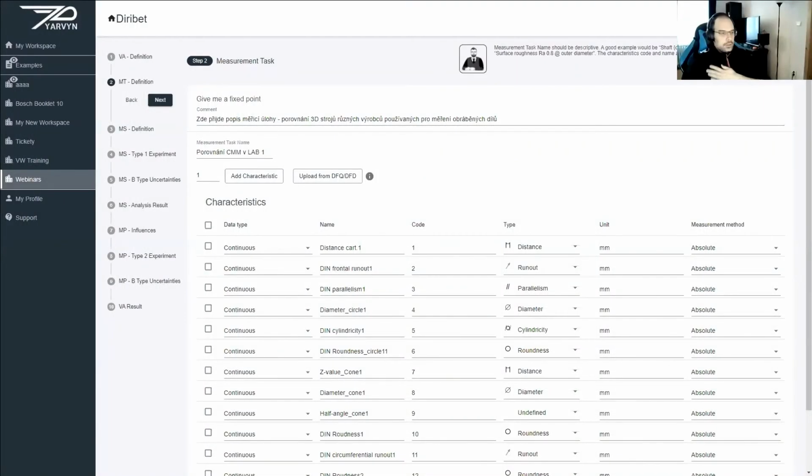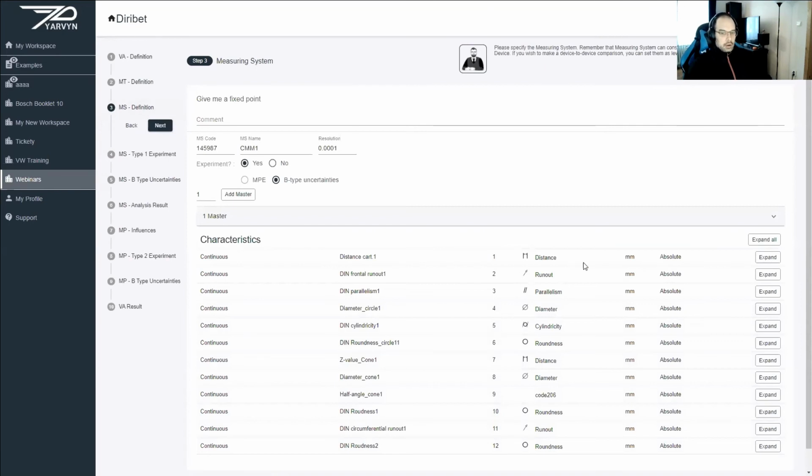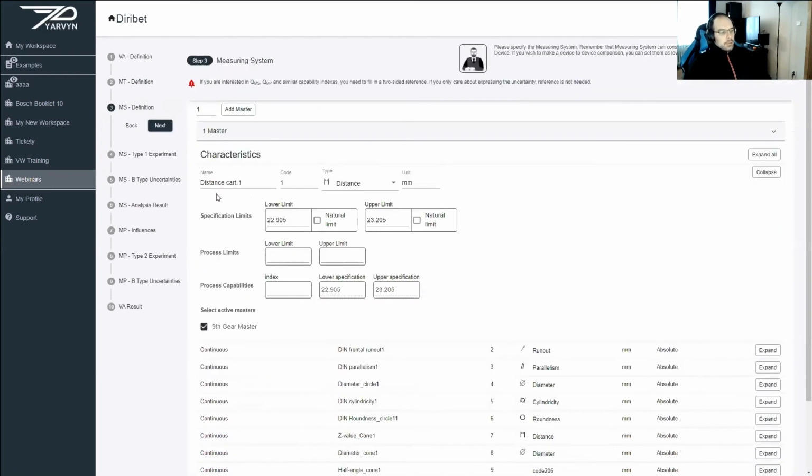Yes. So in Yarvin, if we start from the beginning of the validation, how the steps go, the first thing you have to choose is to select the reference intervals. That's what Jaroslav was speaking about right now. You have those three possibilities: specification limits, process limits, and process capabilities.